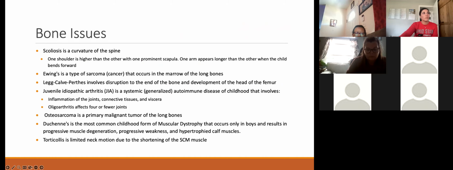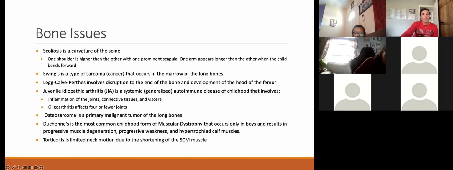More bone issues. So we have scoliosis, that S shape to the spine. We assess that in grade school when they have you put your arms together and bend forward at the waist. And you can either see that S-shaped curve of the spine, or you will see one arm will suddenly be longer than the other because of that curvature. Ewing sarcoma is one of our long bone cancers. Legg-Calvé-Perthes is a disruption to the blood flow in the head of the femur.